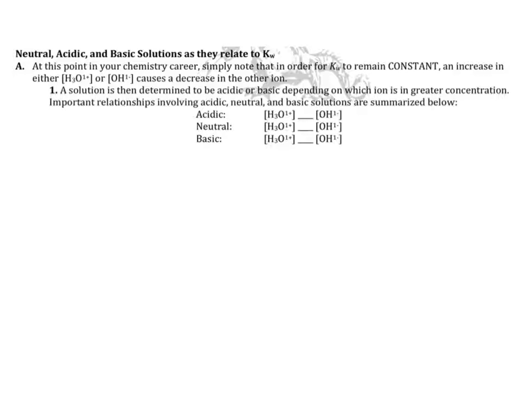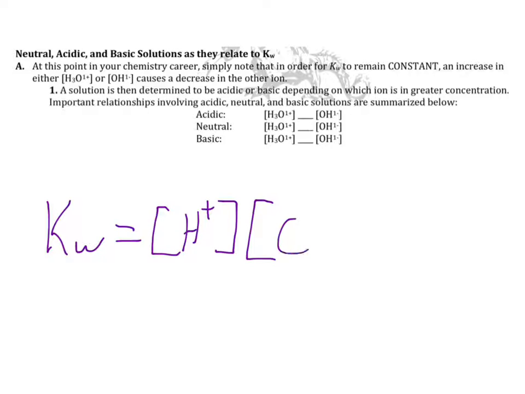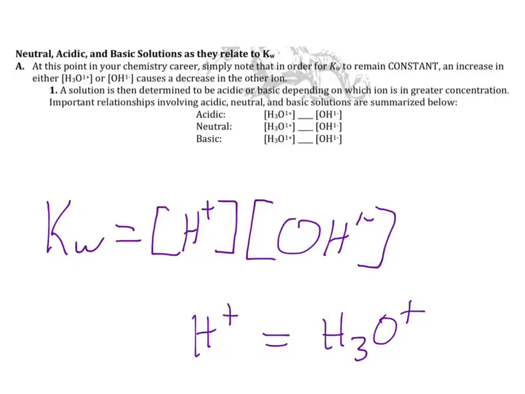All right, so in the Edpuzzle that you just watched, we learned that Kw is equal to the concentration of the hydronium ion multiplied by the concentration of the hydroxide ion. Now remember that H plus is the same thing as H3O plus. And so when we are looking at something like that, we're thinking about H plus.